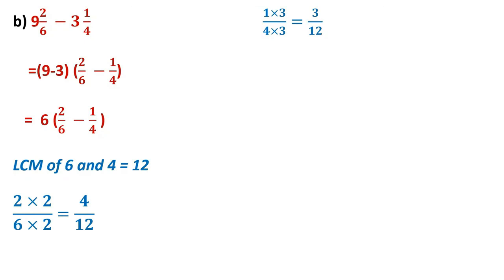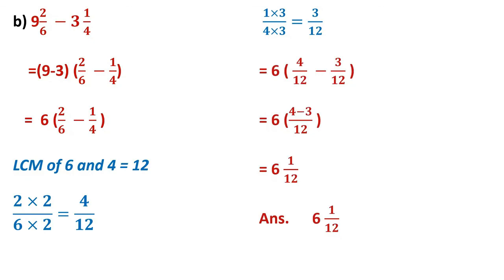Next is your 1 by 4. So 1 by 4, again the denominator we need 12. So we'll multiply 3 to the numerator and denominator. So 1 into 3 will give you 3 and 4 into 3 will give you 12. So the fraction is coming 3 by 12. Now we have two fractions. So from here we are continuing now.